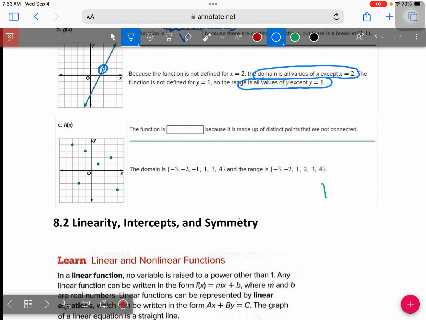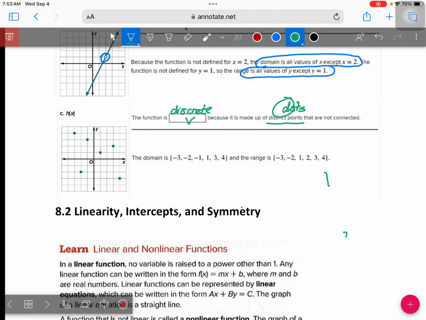And the last one for the day. This function is blank because it's made of distinct points, distinct points or dots. The D is for discrete. D-I-S-C-R-E-T-E. There are two spellings for discrete, but the one with E-E-T is not the right one. Look at the domain and the range here.